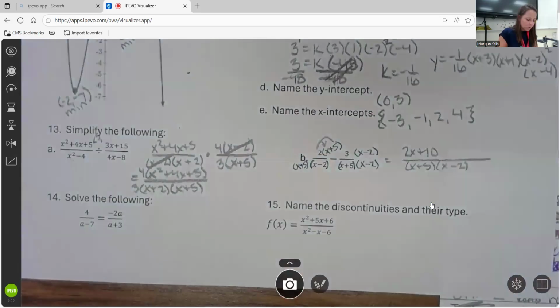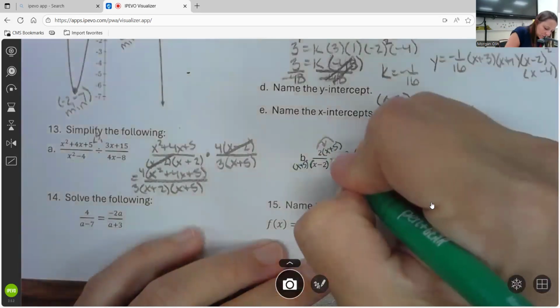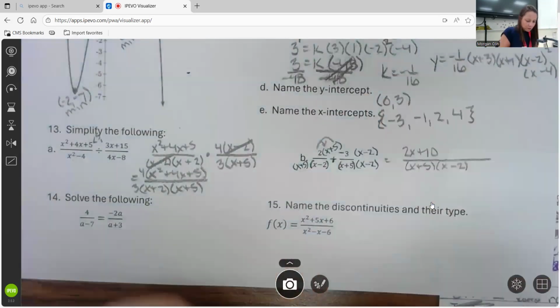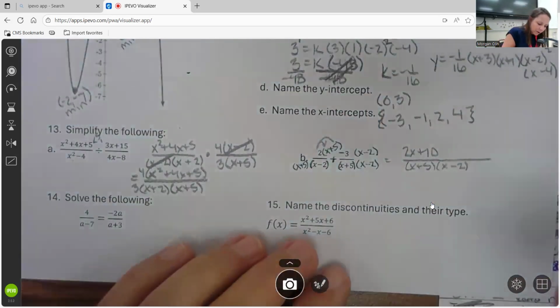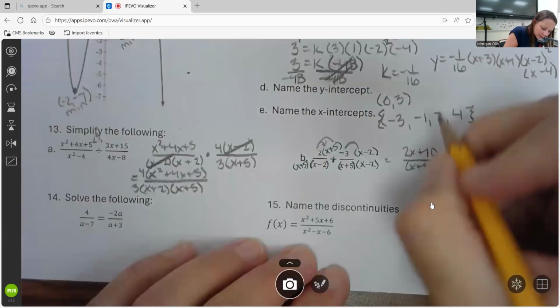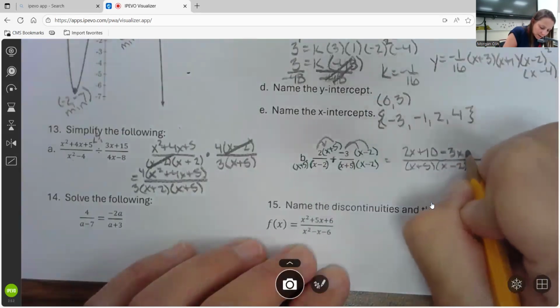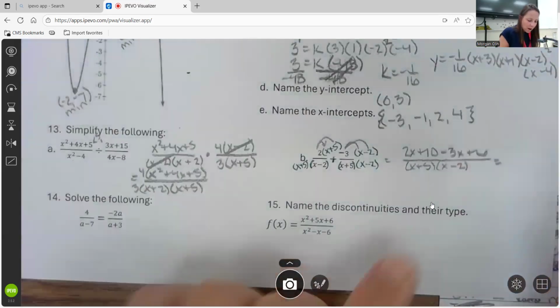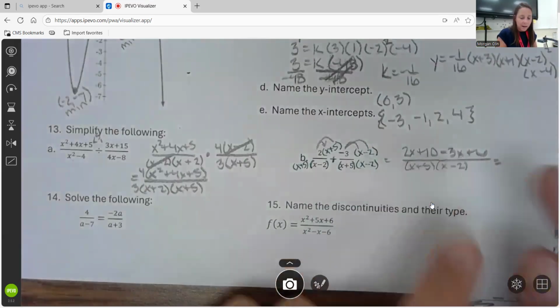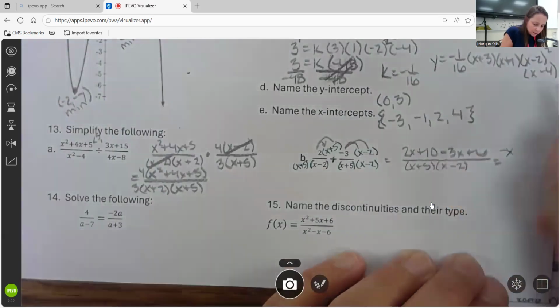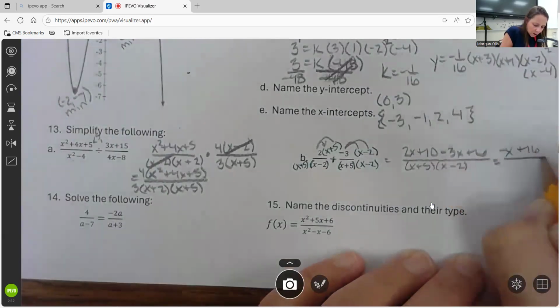Now, be careful, you have this minus sign. Let's change it to a plus, and I'm going to put the negative on the 3. So I'm distributing a negative 3 right here. Negative 3 times x is negative 3x, and then negative 3 times negative 2 is positive 6. So 2x minus 3x is negative x. 10 plus 6 is 16. All over x plus 5 and x minus 2.